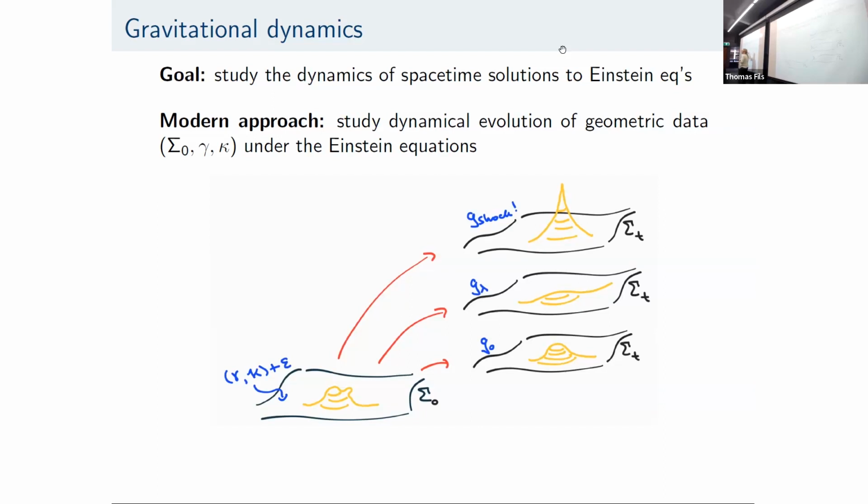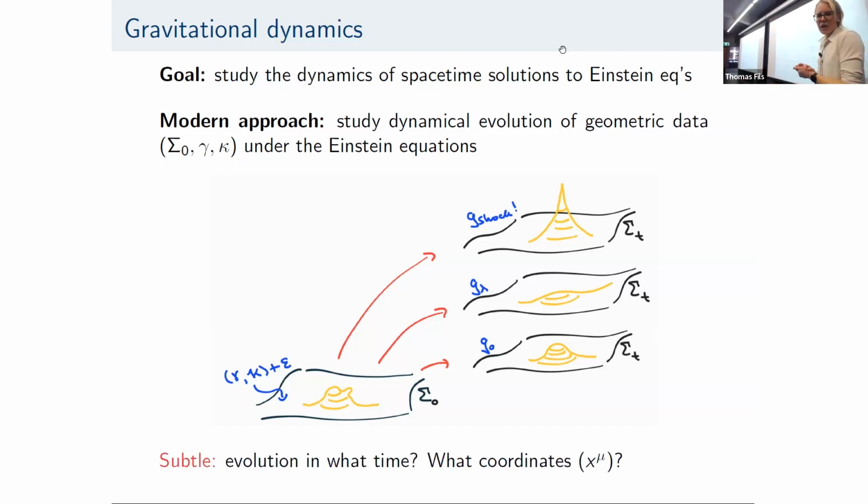Because maybe you do your evolution and you say, Zoe, this looks really bad, everything's blowing up. And I'm like, mate, you just chose the wrong coordinates. Yeah, choose better coordinates. Okay. So this is one of the subtleties with taking this evolutionary perspective: evolution in what time? What coordinates am I using?